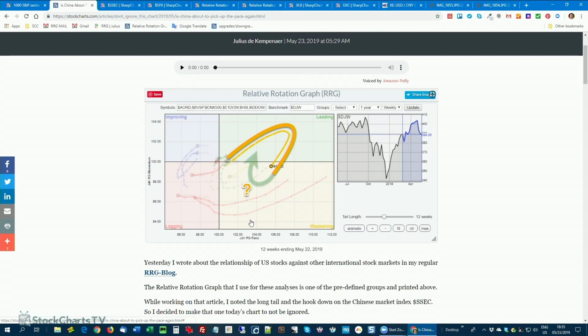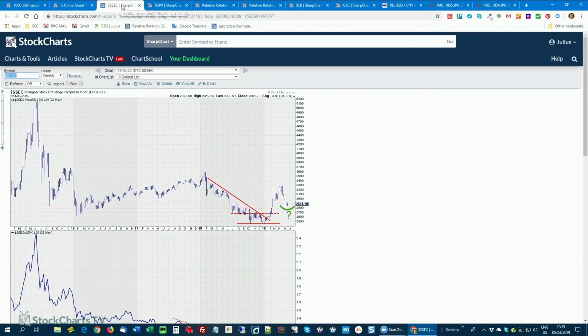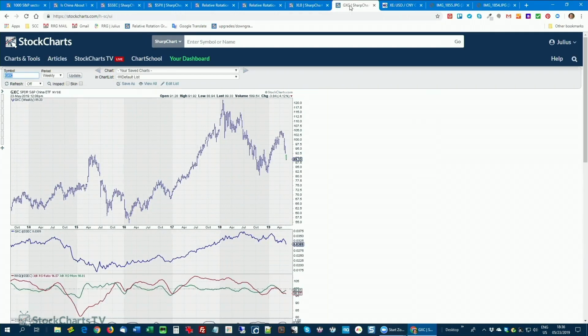When you do your analysis on these international markets, you may have noticed that the RRG that I use and the charts that I use are using the actual indexes. So this is the index as it is traded in Shanghai. This is not an ETF. And the reason for that is that ETFs quoted in US dollars can look completely different from what's actually happening in that local market. Now, this is the Shanghai stock market, and here is the ETF of that Shanghai stock market. Now, let me put those side by side for you, and you can see what I mean.